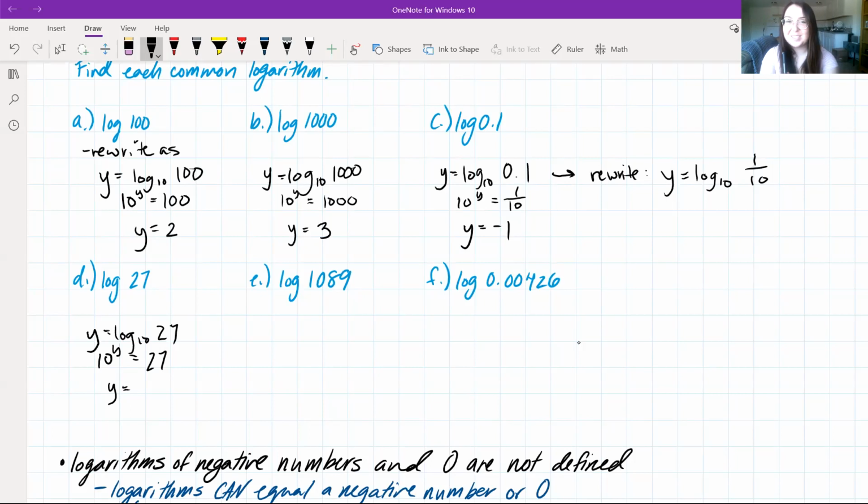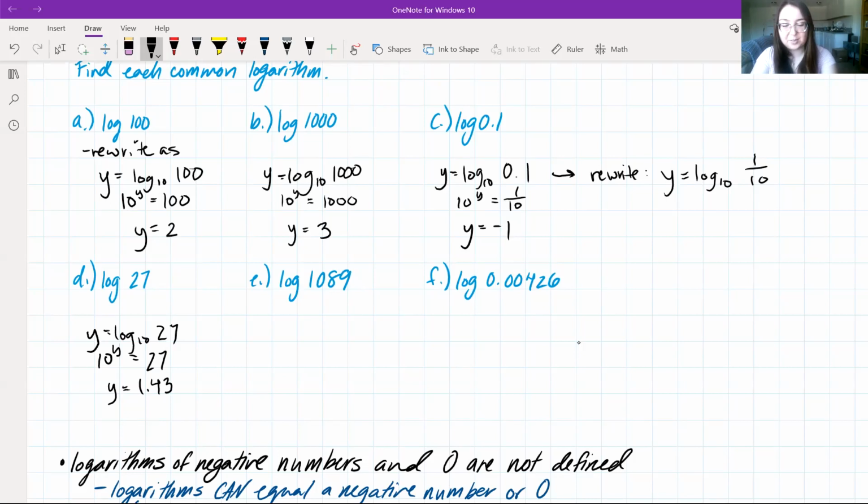I realize I misspoke. So I said between 2 and 3, and it should have been between 1 and 2. So 10 to the first power and 10 to the second power, which means 10 and 100, not 2 and 3. So it should be closer to 1 than it is to 2. So we can use a calculator in order to calculate this, and we should get 1.43, which is much closer to 1 than it is to 2.